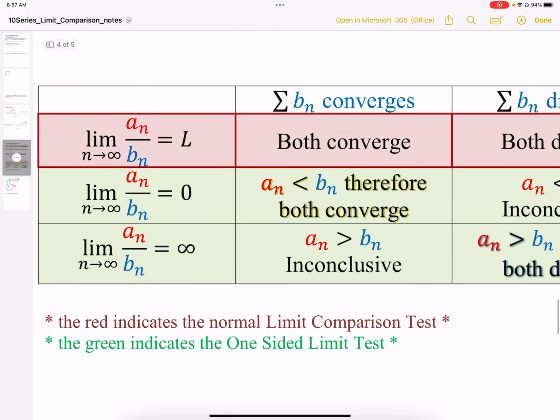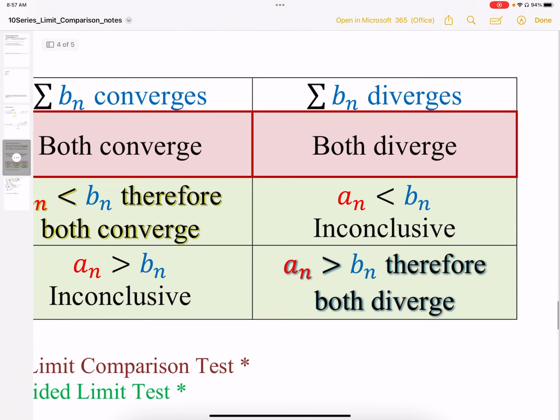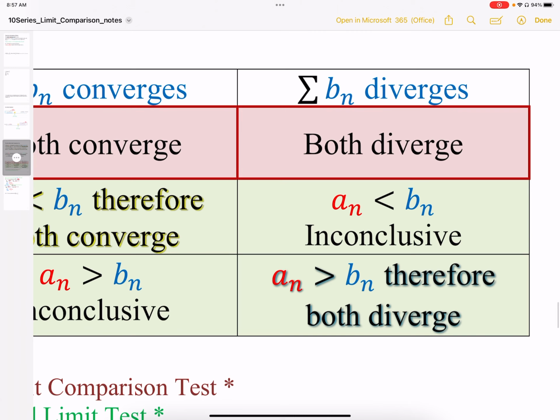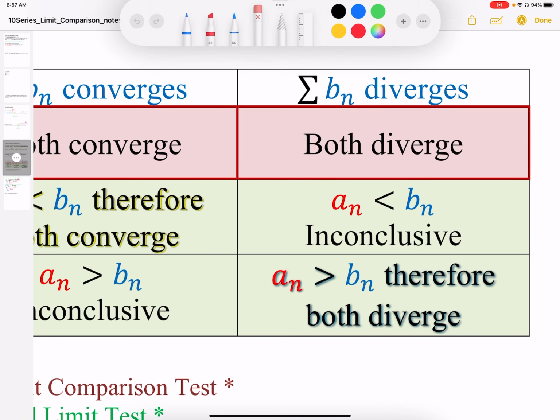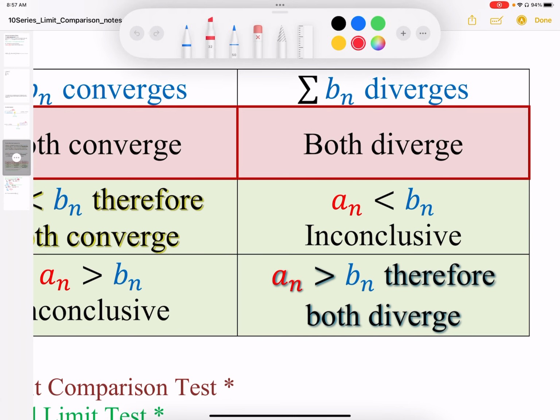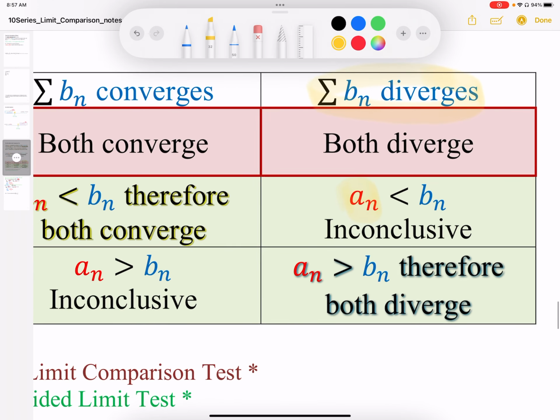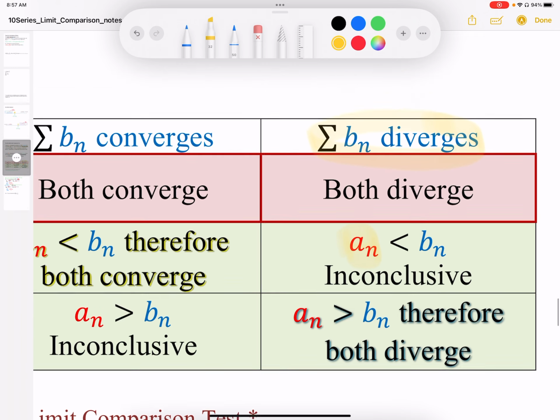On our chart, what this is then is we're testing where bn is diverging. So we have this diverging series that we're testing in the denominator, and we have that an is smaller than bn, so that is inconclusive. Although we know that an is smaller, we're just saying that an is smaller than infinity, which can still be infinity. So it's inconclusive.